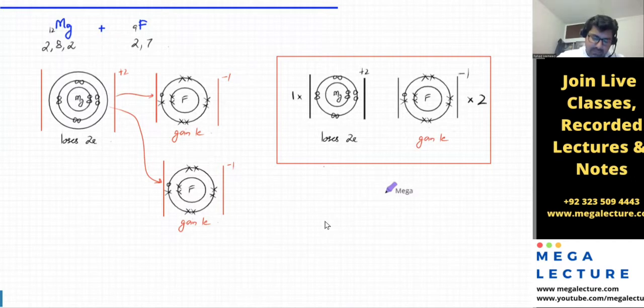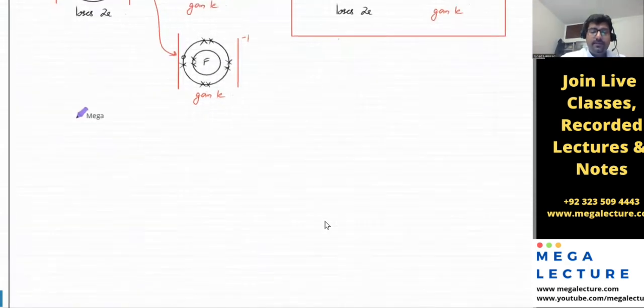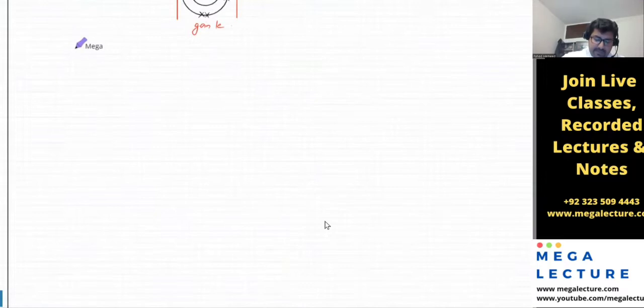So very quickly, I'll do a couple of questions with unequal electron gain and loss. Let's have aluminium with oxygen. Aluminium is a metal, oxygen is a non-metal. Aluminium would lose electrons and oxygen would gain electrons, right? So aluminium plus oxygen.